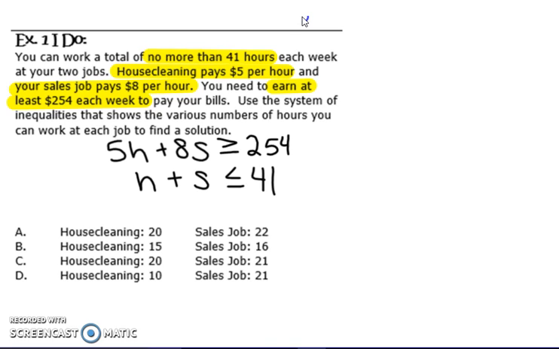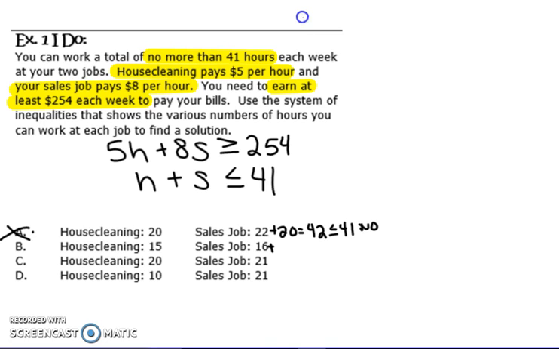My suggestion for this first one, start with the second inequality. H plus S is less than or equal to 41. Start by adding your hours together. I work 20 hours in housekeeping and 22 hours in sales, which gives me a total of 42 hours. Well, is 42 less than or equal to 41? No, that doesn't work. So already, A is crossed off.